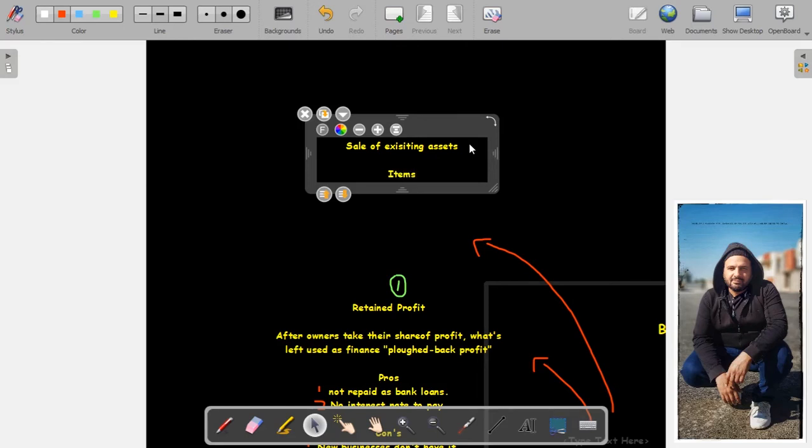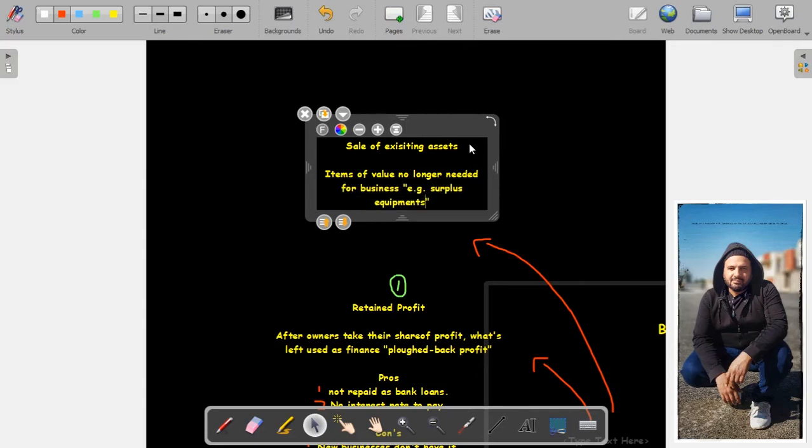Items of value no longer needed for business. An example of that is surplus equipment. This is an example of that.